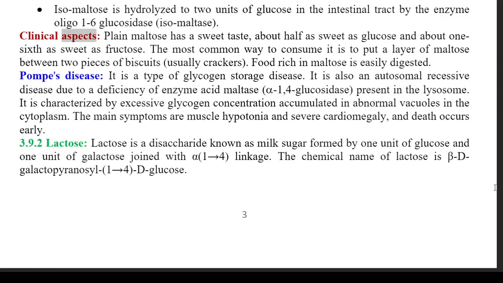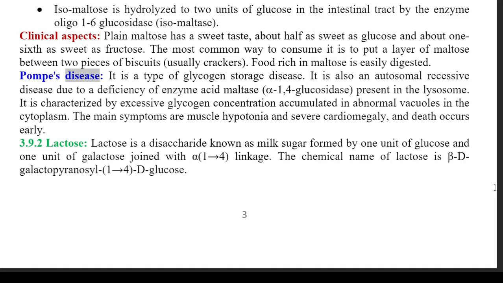Clinical aspects: plain maltose has a sweet taste, about half as sweet as glucose and about one-sixth as sweet as fructose. The most common way to consume it is to put a layer of maltose between two pieces of biscuits, usually crackers. Food rich in maltose is easily digested.